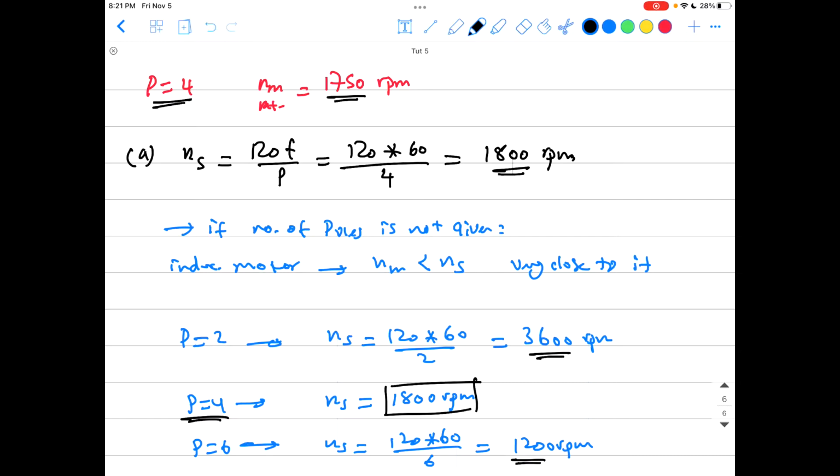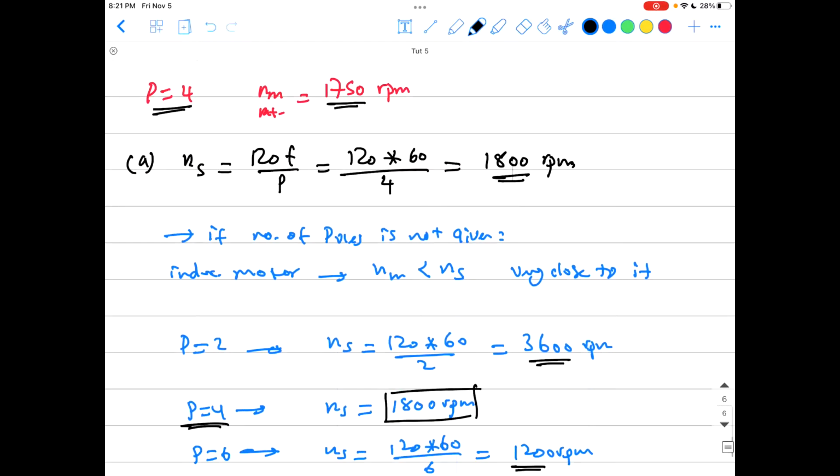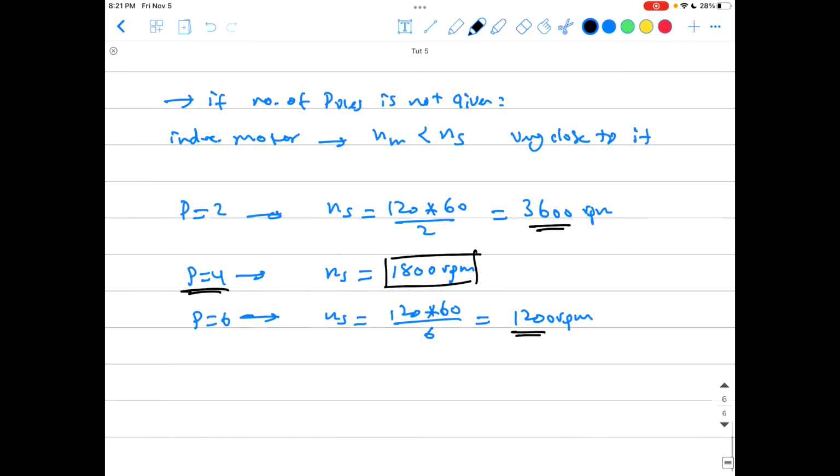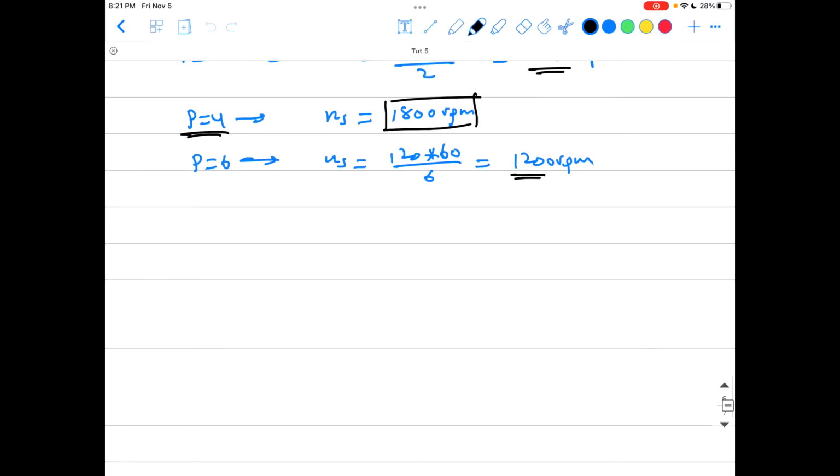So from this you find that Ns is now 1800, and you now know the number of poles. So if we give you the speed, guys, you don't even need to know the number of poles. You can just find it out yourself. But here he is giving you the number of poles, so it's much easier. You don't need to do all of this, but keep it in mind. It may be a small trick to deceive you sometimes.